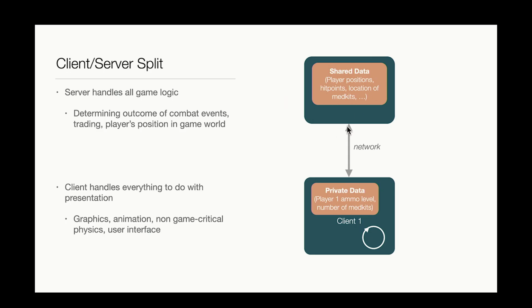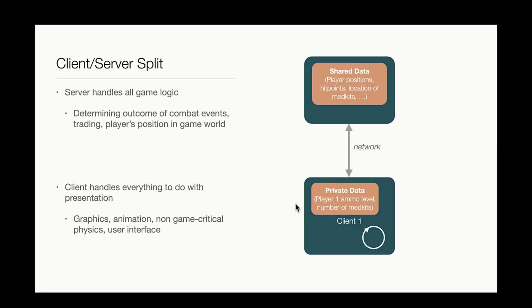So here's an example where you have a client. This is the player. There's the server here. The server handles all of the state data that defines the true state of the world. So where the true positions of the players are, the true state of all the players, locations of items in the world, and so on and so forth. So the server has a model of the true world.